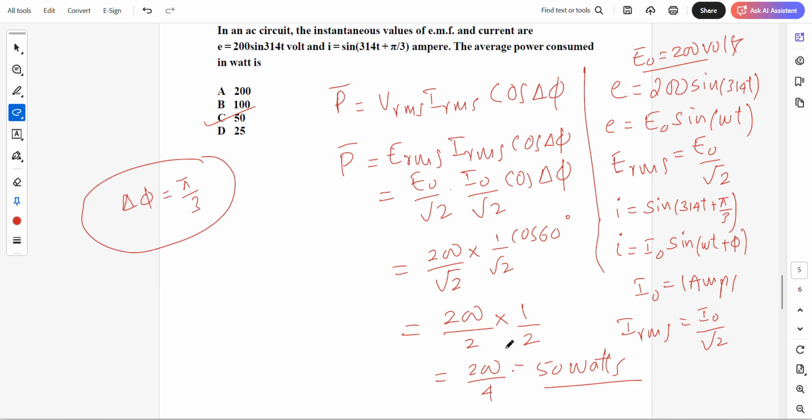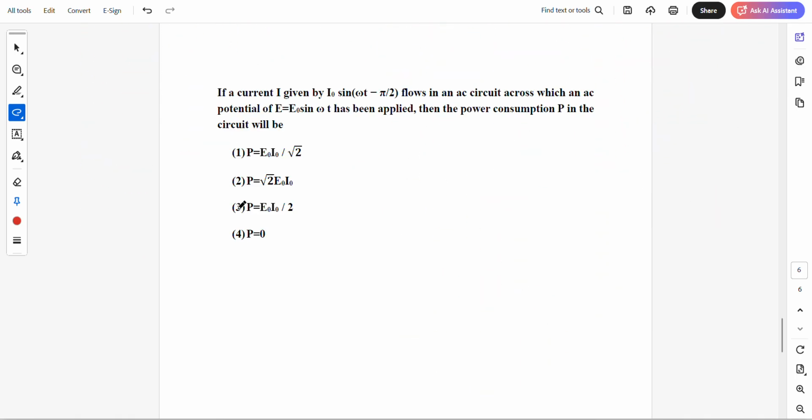Hope you have understood this. Very easy sum, but here you have to be careful. You know the formula for average power consumed, you just have to substitute the values. Be careful about how to calculate E naught and I naught. Directly you can write, and delta phi is pi by 3. Let us do the next sum.